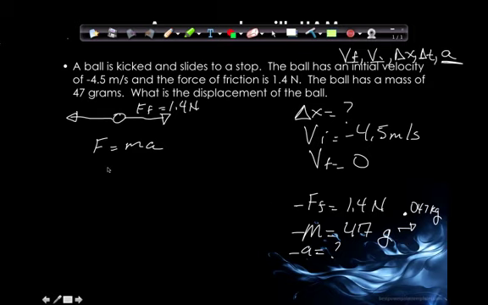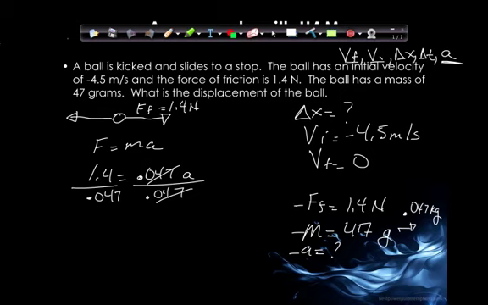All right, so my force is 1.4. My mass is 0.047. My acceleration is unknown. So let's go ahead and solve. 1.4 divided by 0.047 gives me an acceleration of 29.78. All right, so now I have enough to solve here.